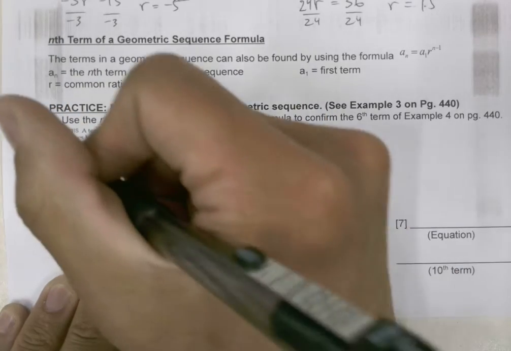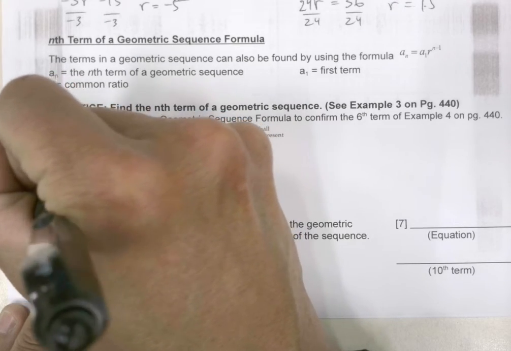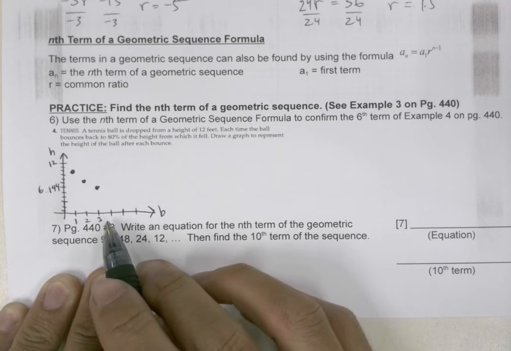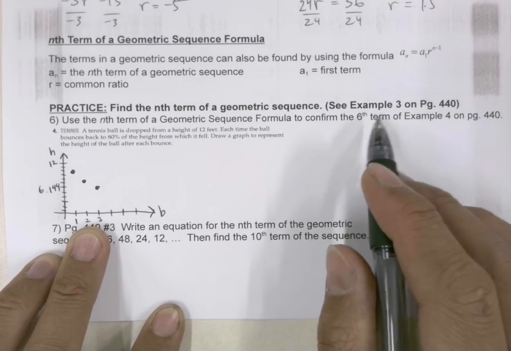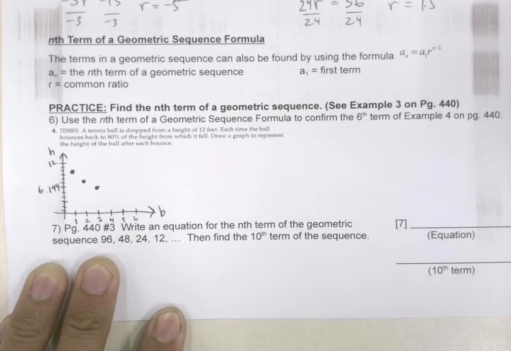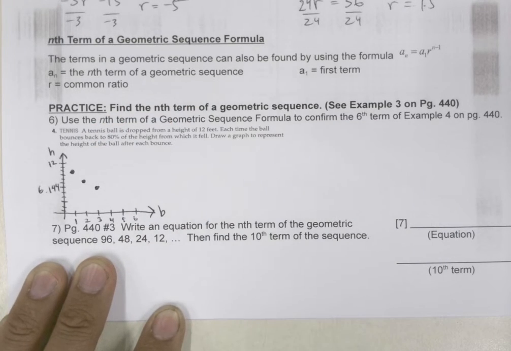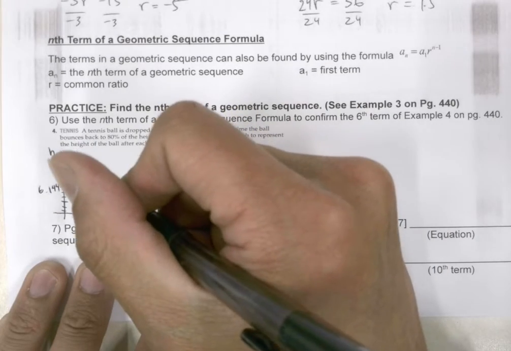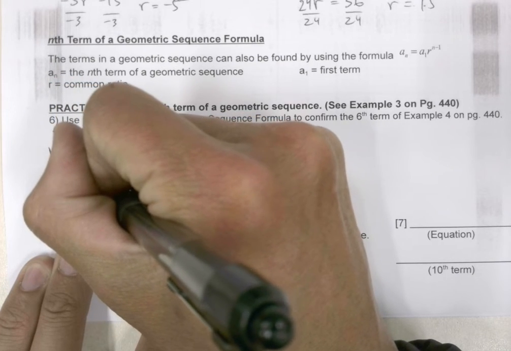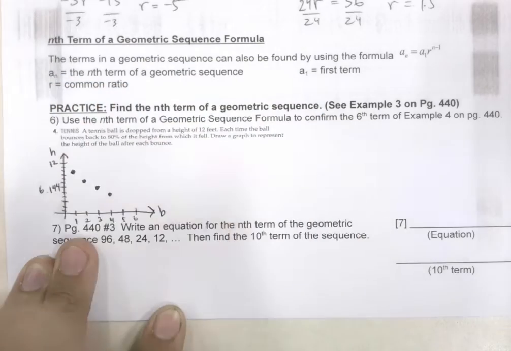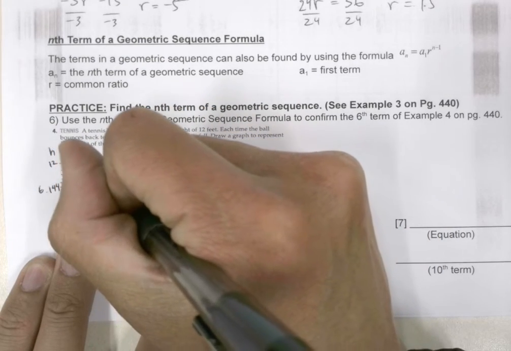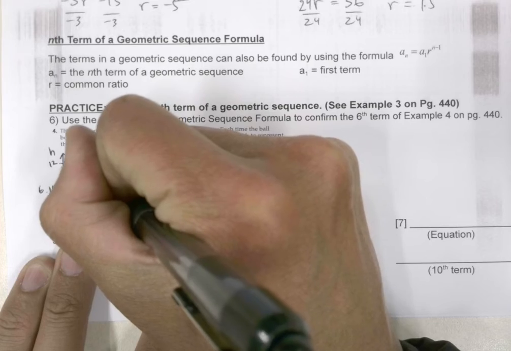So at 3 bounces, the height is 6.144. But we don't want the 3rd bounce. We want the 6th term in the geometric sequence. So the 4th bounce, and I'm doing this on my calculator here, is 4.91, so it's going to be right here. My 5th bounce is going to be 3.9, so it's going to be right about there.